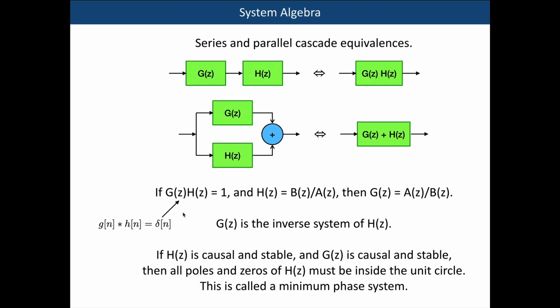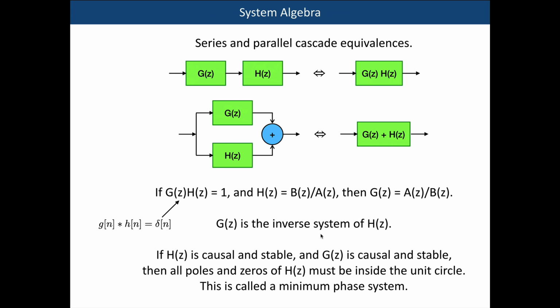Where would this be useful? Here's one of the places this could be useful. If we're given a system H and we found another system G, so that in the Z domain, when I multiply their transfer functions together, I get 1, we could call G the inverse system of H. And if H has a rational function expansion, then we would know that the inverse system has the reciprocal relation between A and B. In the time domain, again, what is this saying? This is telling us that if we convolve G with H, the combination is a delta function, which is the identity system. So we call G the inverse of H. Now, here's something to think about. Let's suppose H of n, or H of z, is a causal stable system.